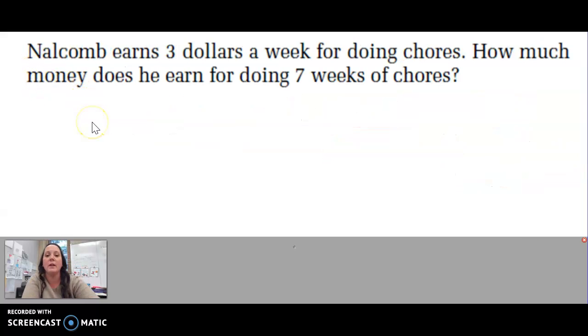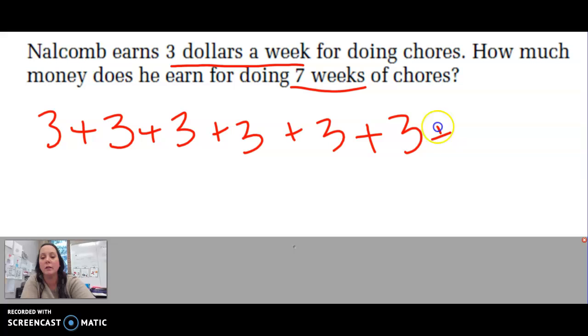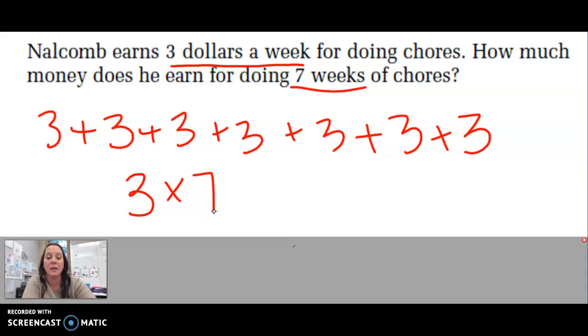If Malcolm earns $3 a week for doing chores, how much would he earn for 7 weeks of chores? So each week he is earning $3. How much would he have at the end of 7 weeks? We could do 3 plus 3 plus 3 plus 3 plus 3 plus 3 plus 3, or we could write this as a multiplication pattern, which would be 3 times 7. So at the end of 7 weeks, he would have earned $21.